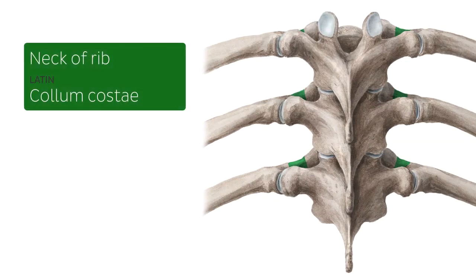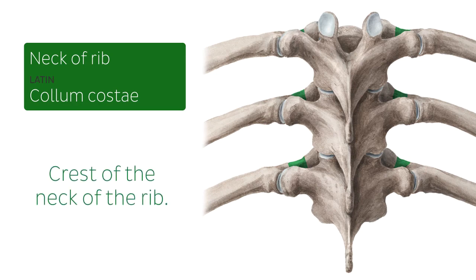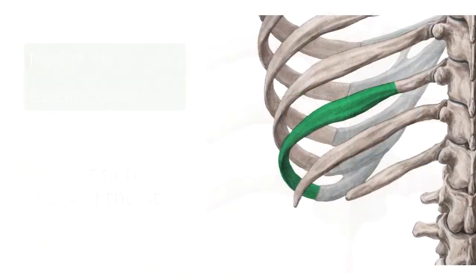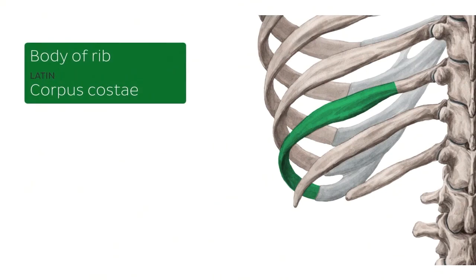The ribs also have what you see now highlighted, a neck. So this is the neck of the rib, and the neck of the rib sits between the head of the rib and the body of the ribs, as you can see here on this image. The neck of the rib is marked by a ridge on its upper part called the crest of the neck of the rib. The next structure here on our list is going to also be part of the rib, this long structure known as the body of the rib.